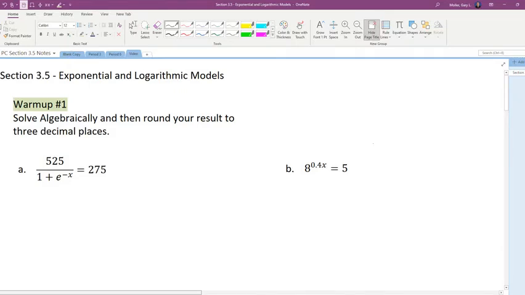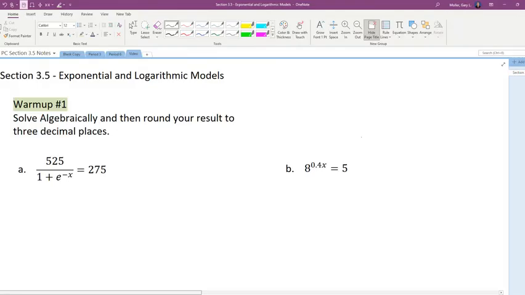All right, in this video, we're going to be talking about section 3.5, which is going to be using and learning about exponential and logarithmic models. So today, we will start with a couple of warm-ups. These might be a little bit challenging, but let's see what you can do with them. Go ahead and pause the video and give them a try.